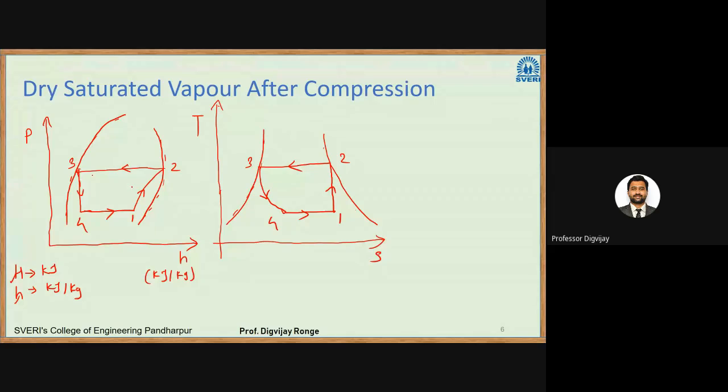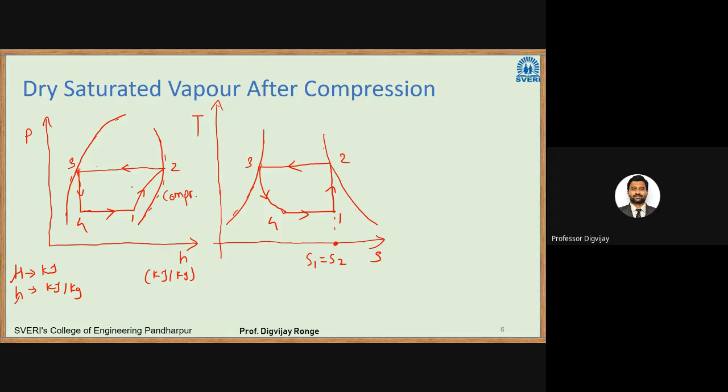So two diagrams are there on your screen. First is a pH diagram. Second is a TS diagram. So you see in this diagram, the processes are the same. 1 to 2 is isentropic compression. As it is an isentropic compression, isentropic means entropy remains constant. So we have shown that in the TS diagram. In the 1 to 2 process, as you see, the entropy remains constant. So S1 will be equal to S2.